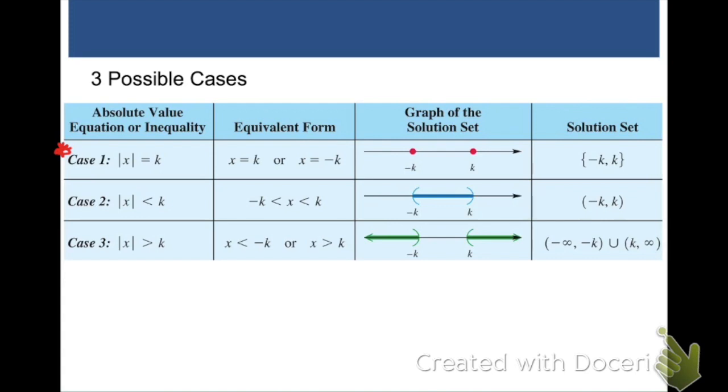On a number line, those are just two numbers. In a solution set, it's just a list of two numbers, so we use the curly brackets around negative k, comma k.